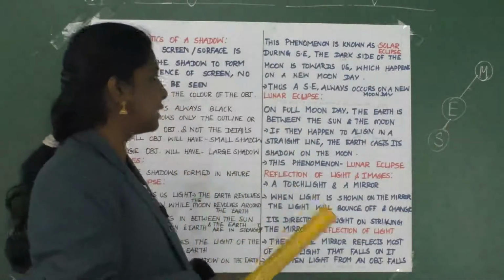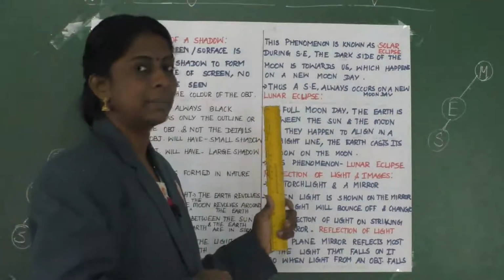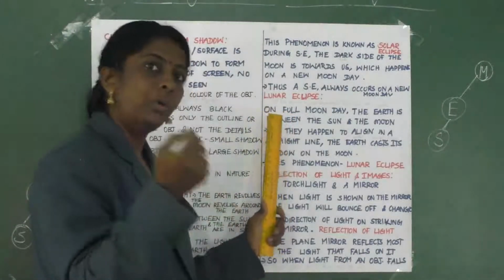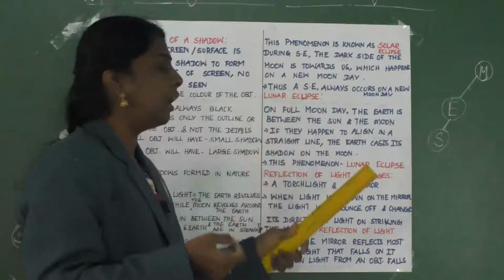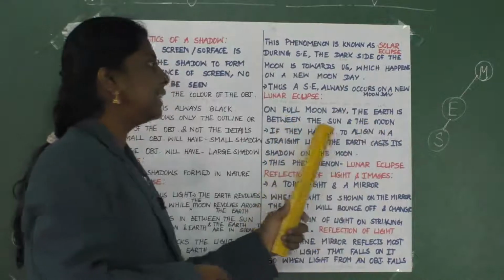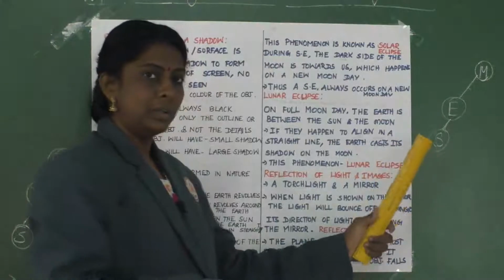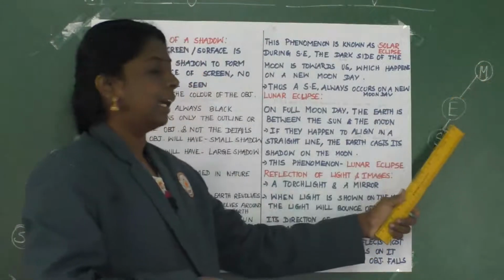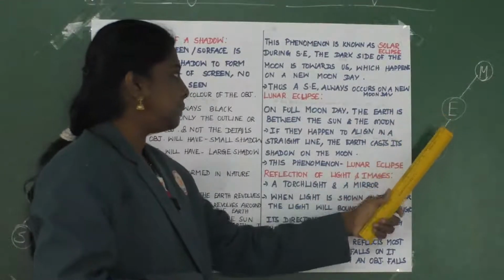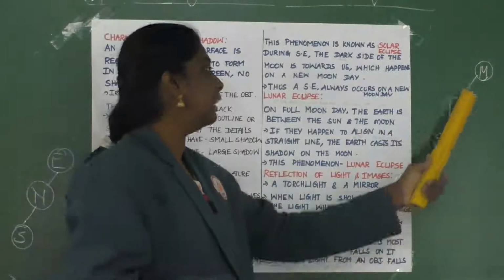Clear? Yes. Then the next thing is about lunar eclipse. What is that? Lunar eclipse. On February 1st, 2018, you all noticed a lunar eclipse. On full moon day, the earth is between the sun and the moon. S denotes sun, M denotes moon and E denotes earth. Here the earth is between the sun and the moon.